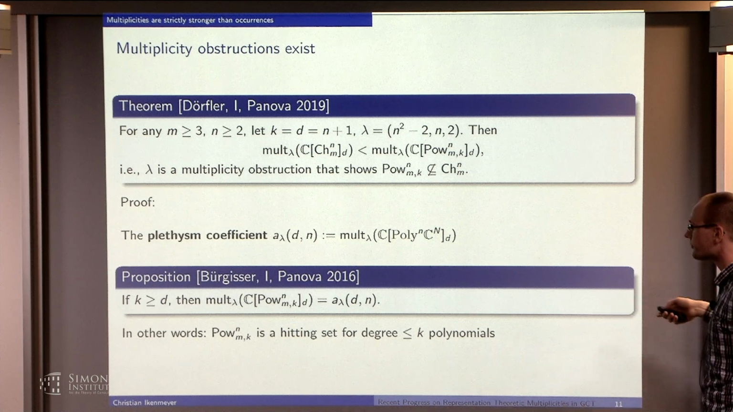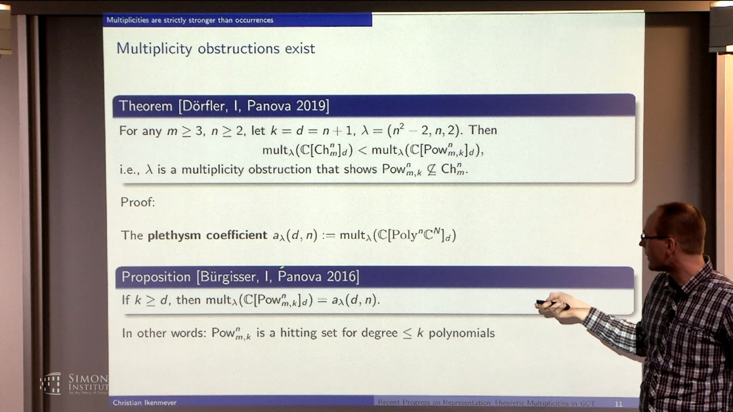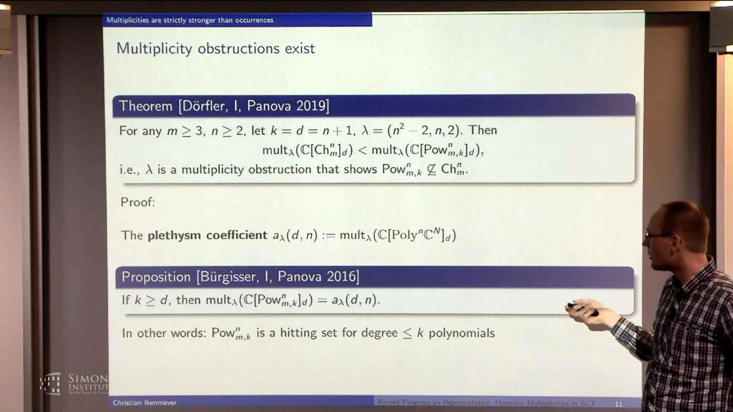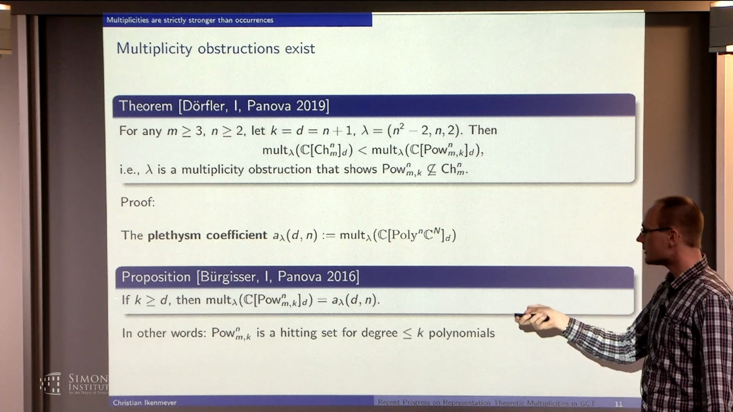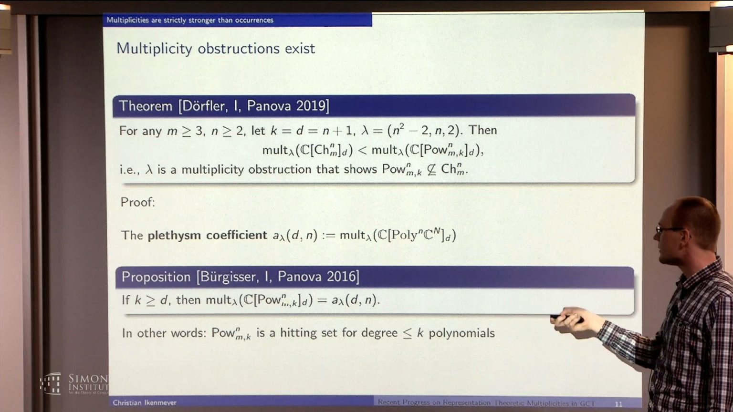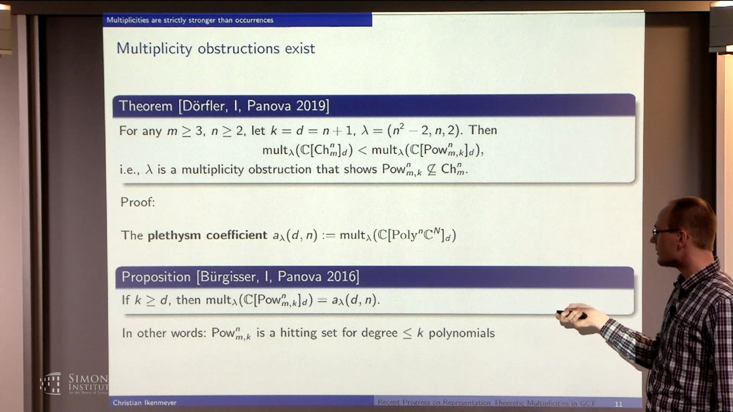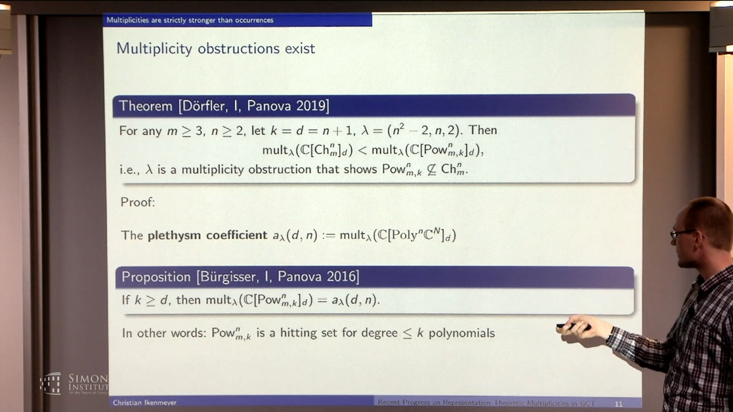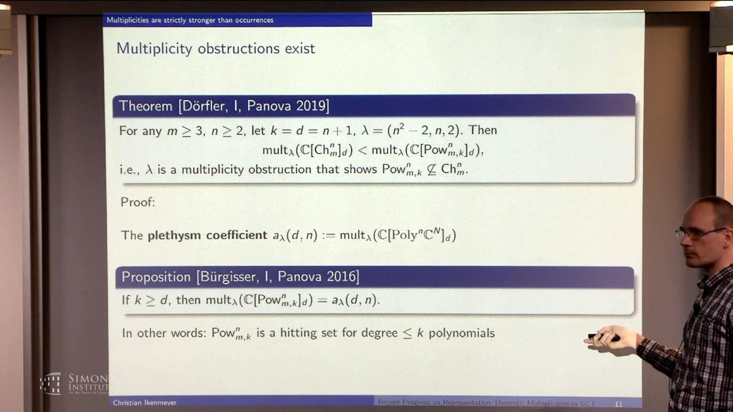We proved in the paper, in this 2016 paper that Peter was talking about, that if your k is at least the degree d, then this multiplicity actually maxes out. You can say this in other words: this set here is a hitting set for all degree at most k polynomials.